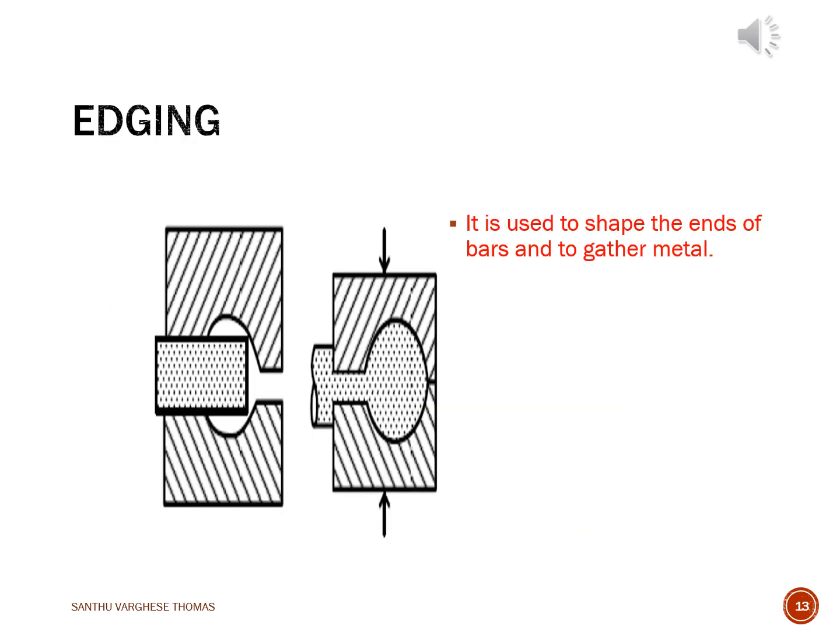Next is an edging operation. It is used to shape the ends of bars and to gather the metal. In the first figure, you can see the stock is a flat rectangular shape and it is placed inside a die to be altered to a new shape. While applying the force, the material fills the die cavity and causes the edging operation to happen.